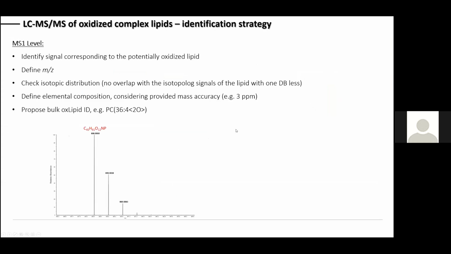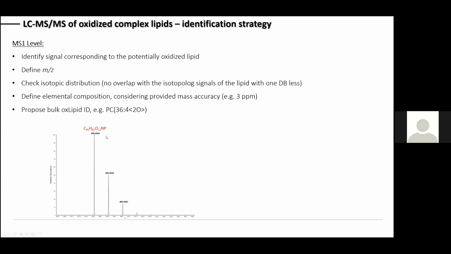So to show you step by step how exactly we do that, first we look on the MS level. We need to identify our signal corresponding to the potentially oxidized lipid. We have a defined mass to charge ratio which we measured, and we know that this precursor was triggered by our inclusion list in the DDA into the MS/MS events. So we check the isotopic distribution to make sure that there is no overlap with the isotopolog signals of the lipid with one double bond or less.